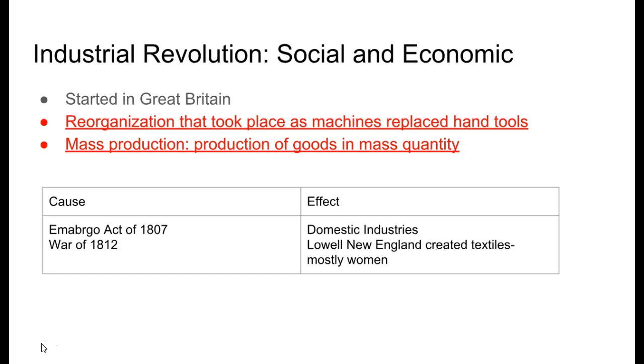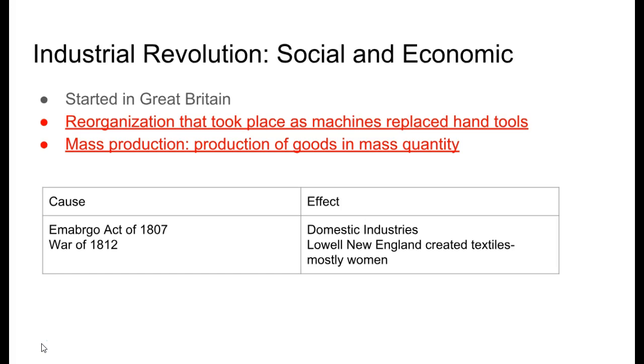The Industrial Revolution began in Great Britain. The Industrial Revolution was the reorganization that took place as machines replaced hand tools. We also saw an increase of mass production, which is a production of goods in mass quantity.